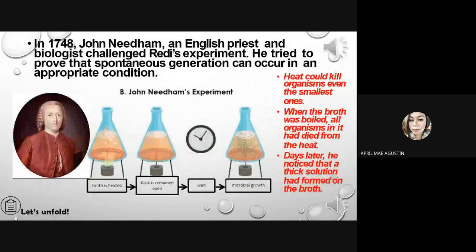In 1748, John Needham, an English priest and biologist, challenged Redi's experiment. He tried to prove that spontaneous generation can occur in an appropriate condition. He noted that heat could kill organisms, even the smallest ones. When the broth was boiled, all organisms in it had died from the heat. Days later, he noticed that a thick solution had formed on the broth.